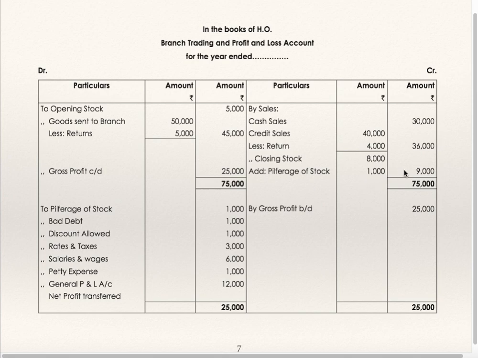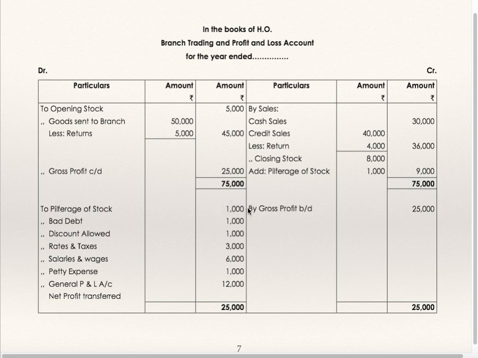Pilferage of stock is added in closing stock, but you can write it separately also, closing stock and pilferage. Then you will get gross profit, which gets transferred to profit and loss account. Pilferage of stock 1000 is credited to trading account and debited to profit and loss account.